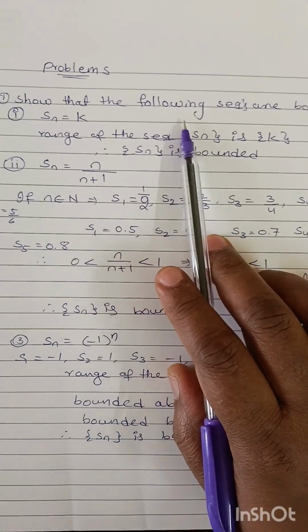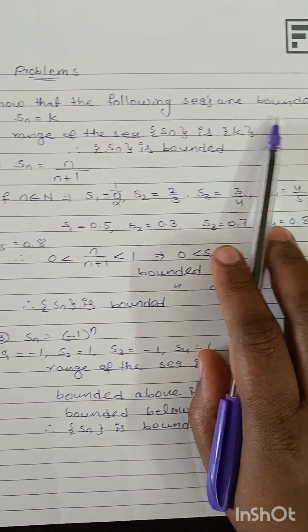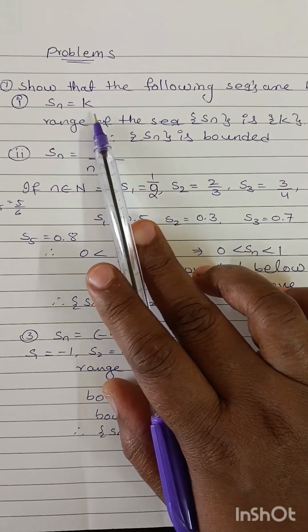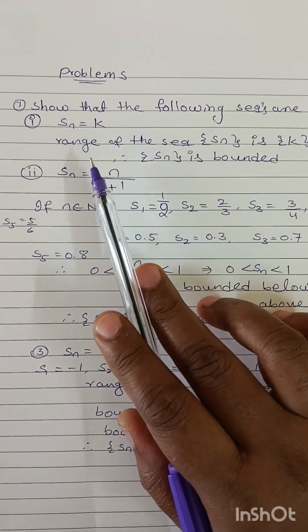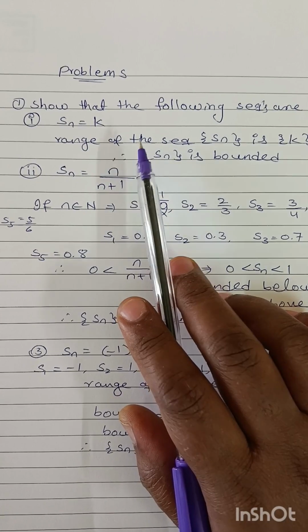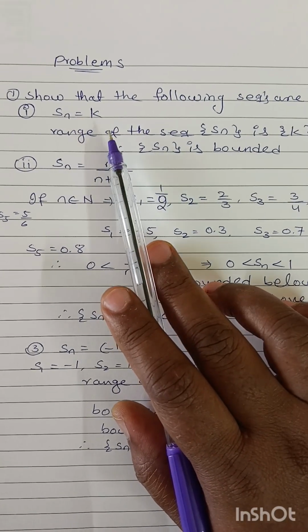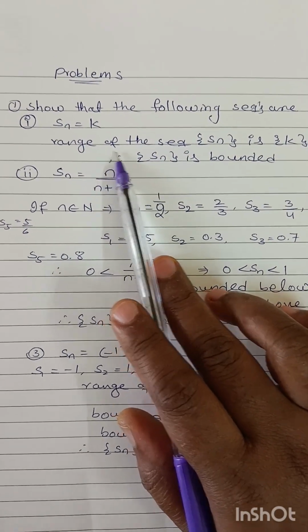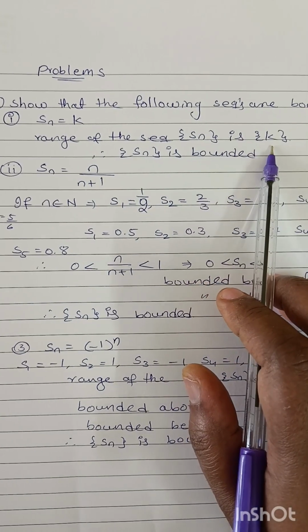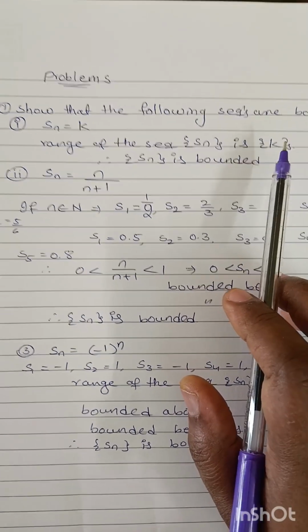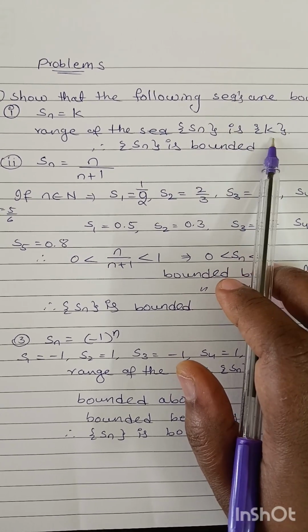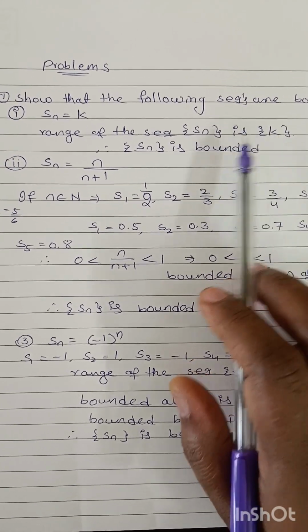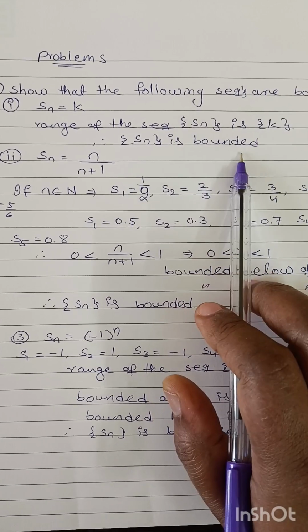Problems. Show that the following sequences are bounded. First one, Sn equal to k. It is a constant sequence. Next, the range of the sequence means the set of all elements of the sequence Sn. So here the range of the sequence Sn is the single term k. Here k is bounded above and k is bounded below also. So then the sequence Sn is bounded.